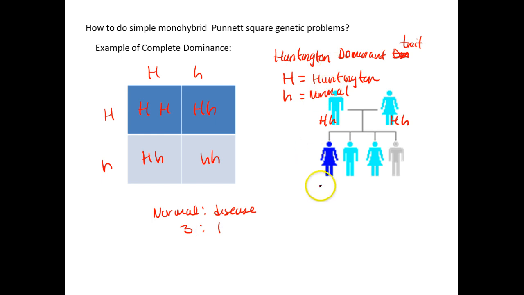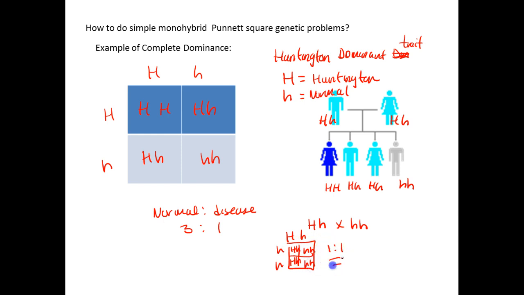Okay, so this means this individual is probably homozygous, these two are heterozygous, and this individual is probably not affected. So now if one of the parents had the disease and the other parent was normal, what would be the possible phenotypes? In this case, if I were to do a Punnett square, that means there's a 50-50 chance of the offspring having the disease, so a 1-to-1 ratio.